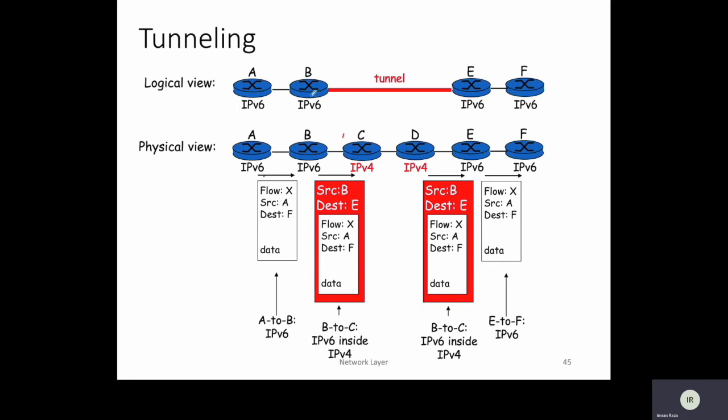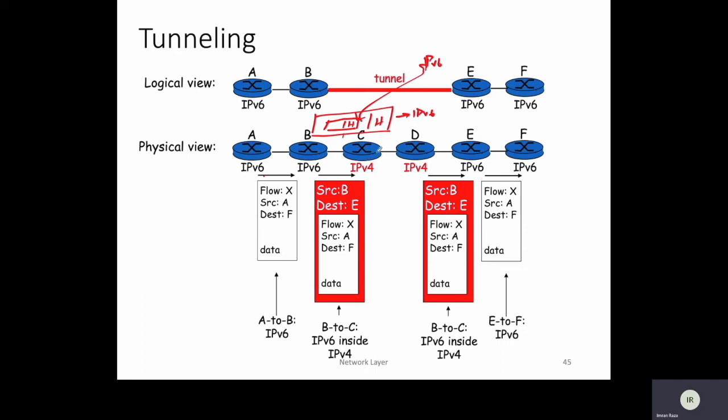The other possibility that is represented in this slide is tunneling. This is the physical view, by the way. What router B does is that it encapsulates IPv6 into IPv4, right? So this is the IP version 4 packet, and this is IP version 6. So IP version 6 is encapsulated inside IP version 4, right?